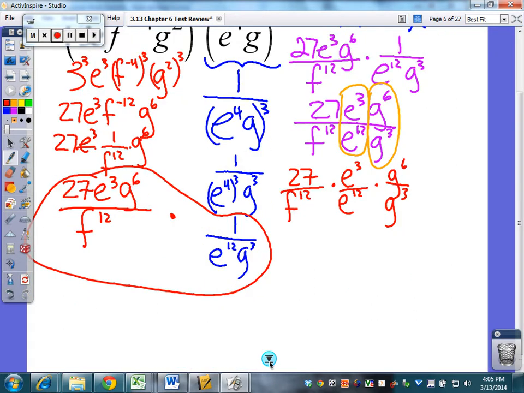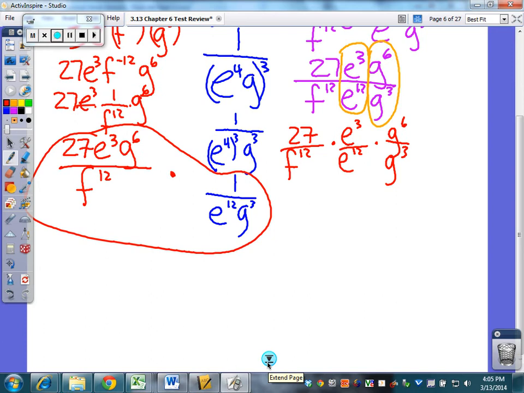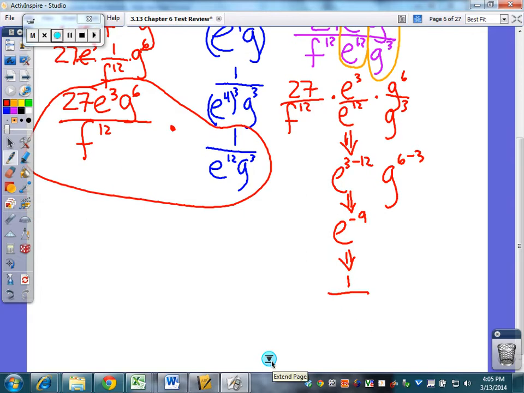I'll give myself just a little bit more room here now. Now again, to go ahead and apply my properties, this is the same as e to the 3 minus 12 and g to the 6 minus 3, which gives me e to the negative 9, which gives me 1 over e to the 9th. Okay? G to the 6 minus 3 is just g to the third. So we have g to the third here.